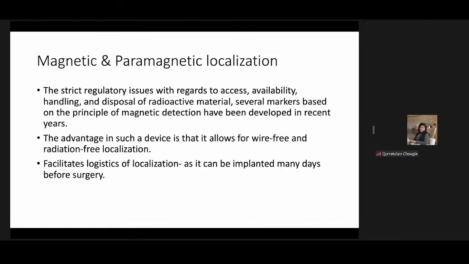Coming to magnetic and paramagnetic localization. In the last 2 years, I've had a decent amount of exposure after moving to the UK with magnetic and paramagnetic localization. With radioactive material, there are strict regulatory issues involved. So there are several markers based on magnetic detection, which are easier to procure and less hassle for us. The advantage in such a device is that it allows localization to be wire-free and radiation-free. It facilitates logistics for localization as it can be implanted many days prior to surgery.